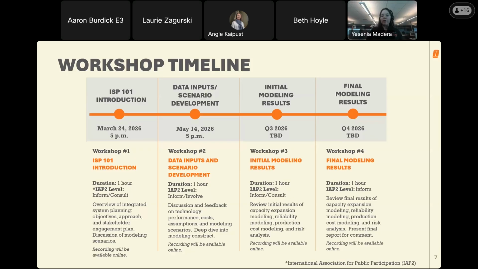Workshop 3 in quarter 3 of this year will unpack some initial results. So we'll want your thoughts after this one. We'll do some consulting, but mostly inform. Then in the final workshop, number 4 in Q4 of this year, we will present the final results. So we'll be mostly in that informing stage.